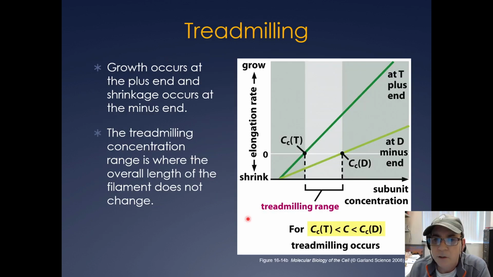Okay, and you can sort of think of that here because you get growth on the plus end and slower growth on the minus end. When there's actually no net change in the length of the filament, that's basically the concentration that you'll have. Okay, so in the treadmilling range, the concentration of the T end is actually higher than the concentration of the D end, or the GTP or ADP bound forms. Okay, and the treadmilling concentration is where the length of the filament does not change.